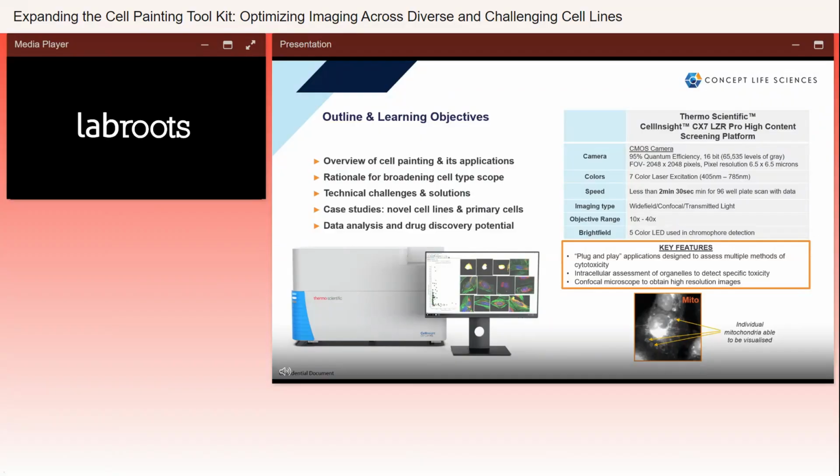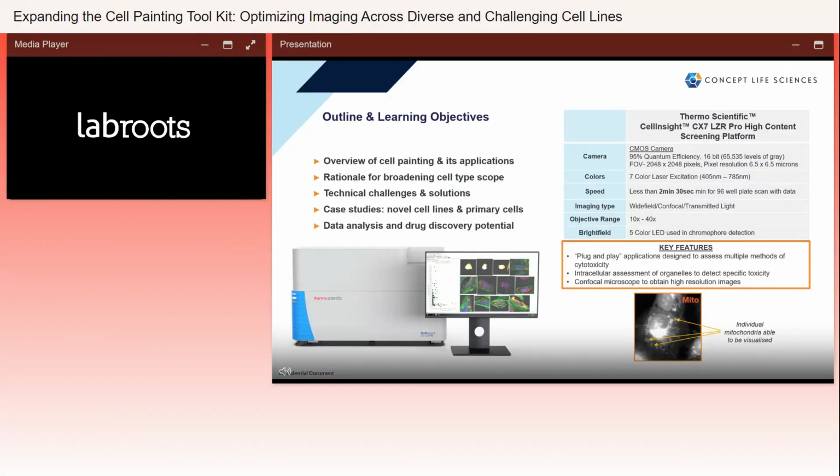I'll walk through some of the common issues like staining and adherence and share suggestions on alleviating them. We'll then dive into a few case studies, highlighting how we've successfully applied cell painting to iPSC-derived cells, primary cells like macrophages and other non-traditional models. These examples will show the real-world value of expanding the toolkit. And finally, we'll wrap up by looking at how this expanded approach enhances our ability to predict toxicity, uncover mechanisms of action, and even identify opportunities for drug repurposing.